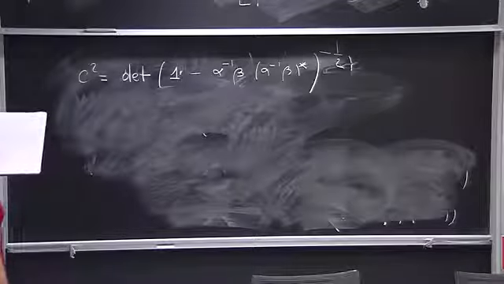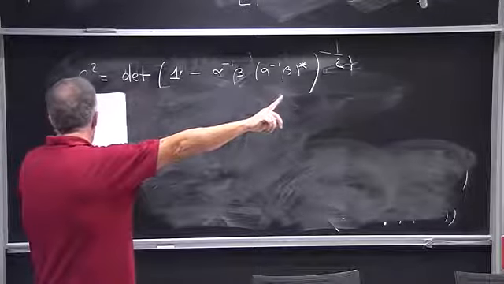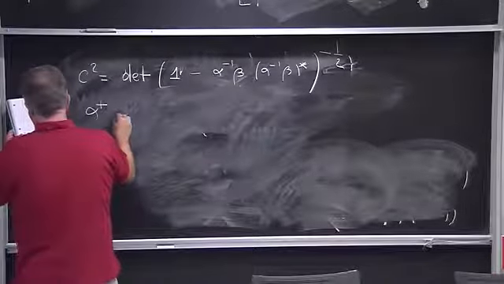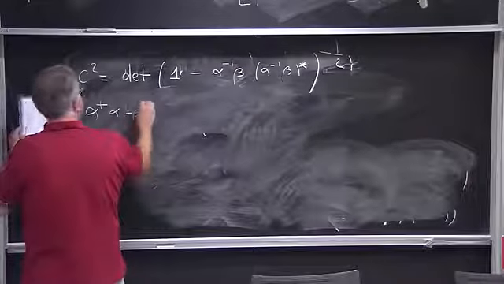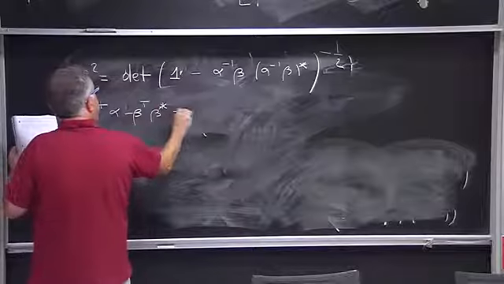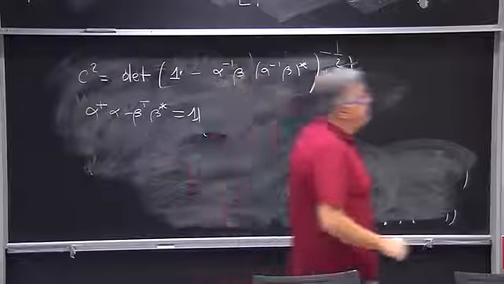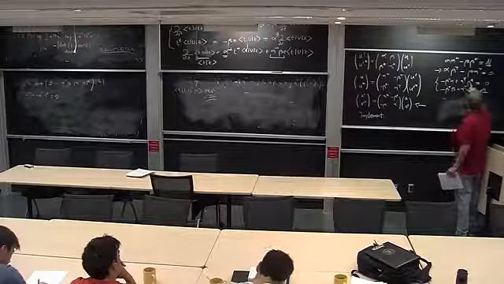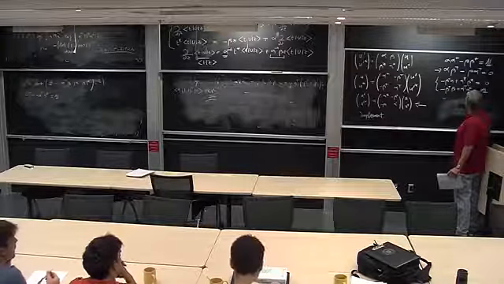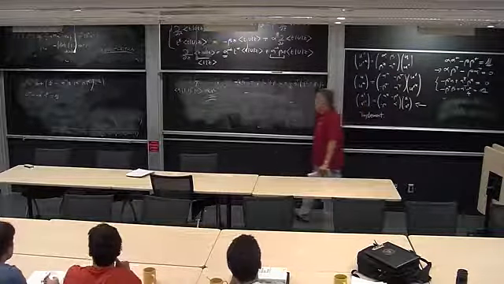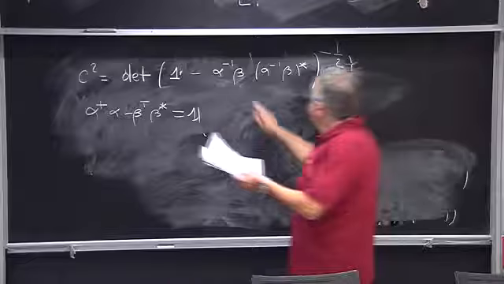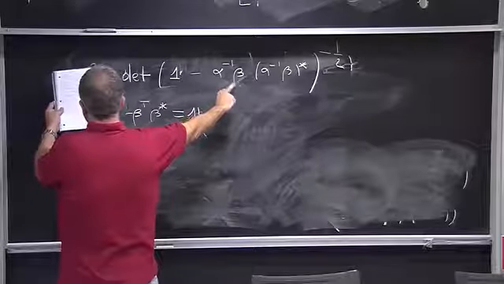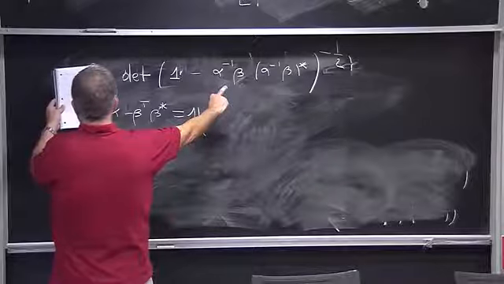Okay, and now we act again with our identities. We know that alpha dagger alpha minus beta transposed beta star is the identity. This is one of the relations that has to be satisfied by the Bogoliubov transformation. So we can recast this by multiplying.